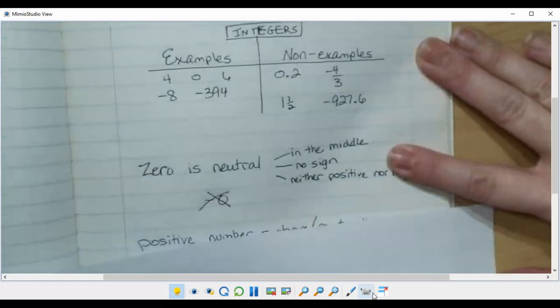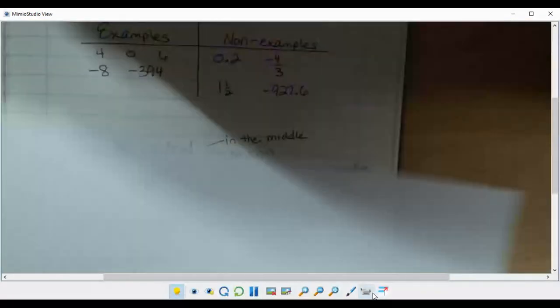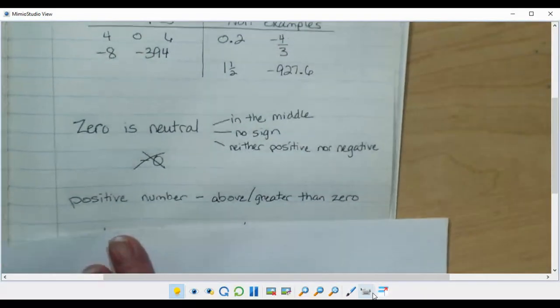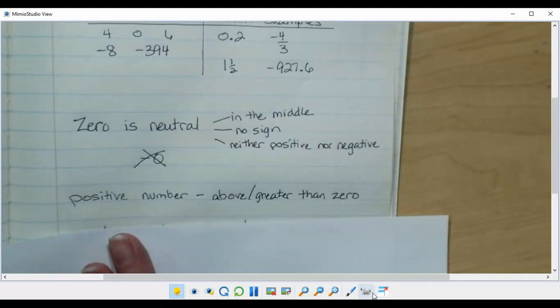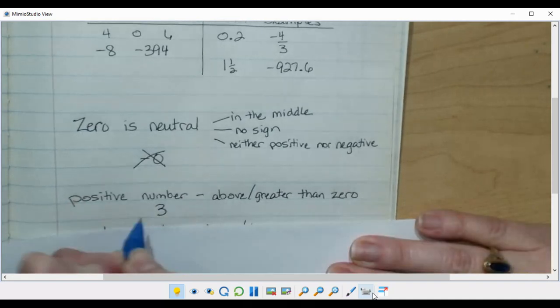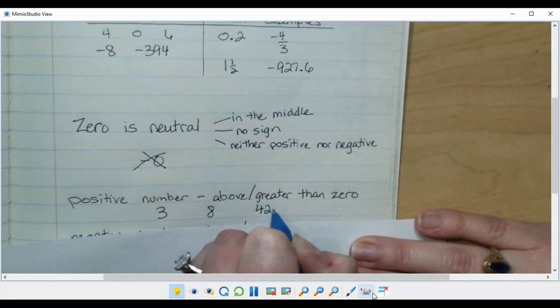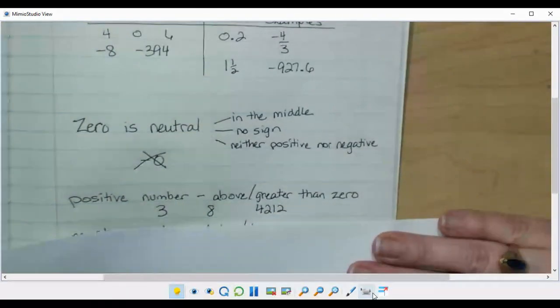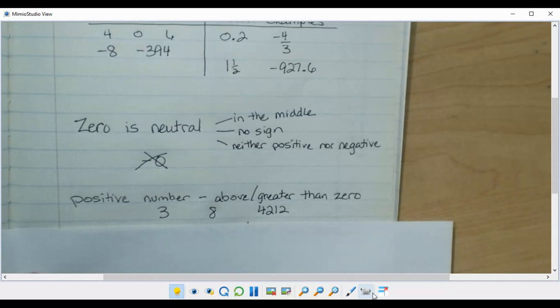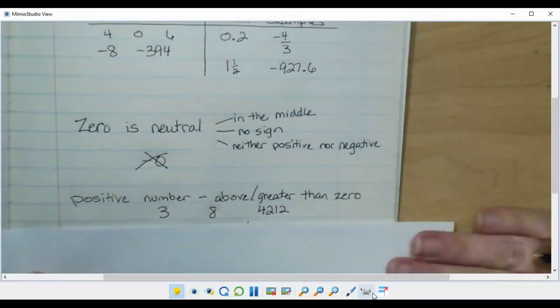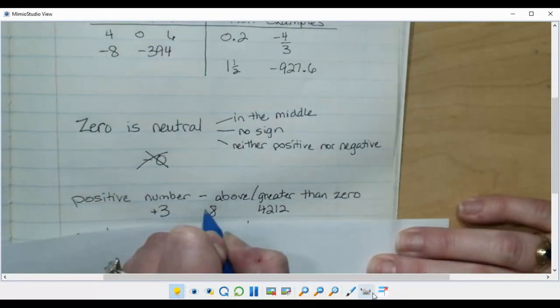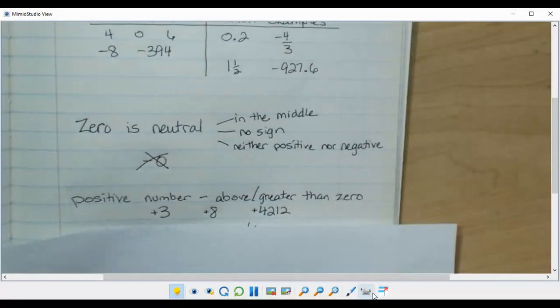Okay? All right, let's talk about these positive and negative numbers. A positive number is something that is above 0 or greater than 0 or more than 0. All of the numbers that you learned in elementary school are positive numbers. So if I take something like 3 or 8 or 4,212, those are all positive numbers. Often, we do not put the plus sign in front of them. We assume that if a number doesn't have a sign, it's going to be positive. However, as you're learning, if you want to put a little plus sign in front of it, totally fine.